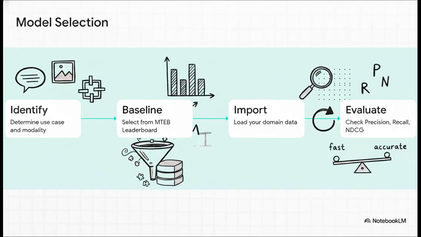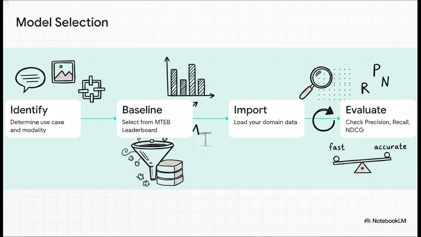Here is your step-by-step roadmap for picking a model. Step 1, identify your specific use case and modality. Are you working with text, images, or both? Step 2, select a baseline model using the MTEB leaderboard. That's the Massive Text Embedding Benchmark, which tracks state-of-the-art performance. Step 3, import your specific domain data. And step 4, you have to evaluate the performance using metrics like precision, recall, or NDCG.